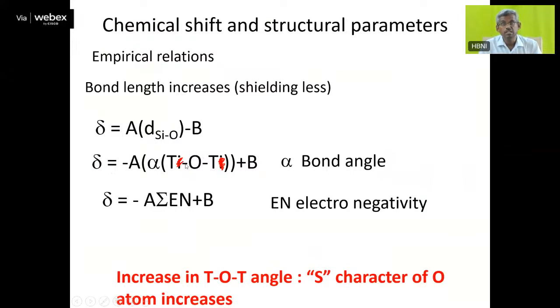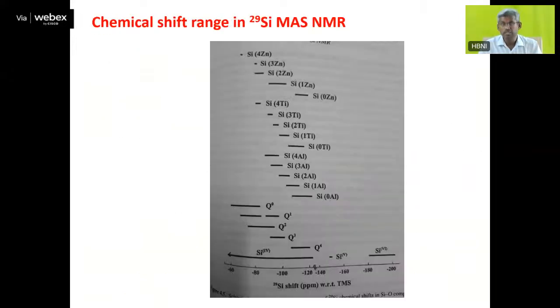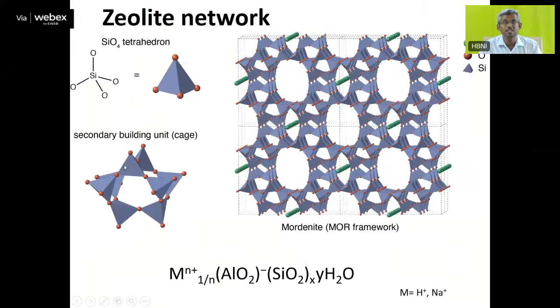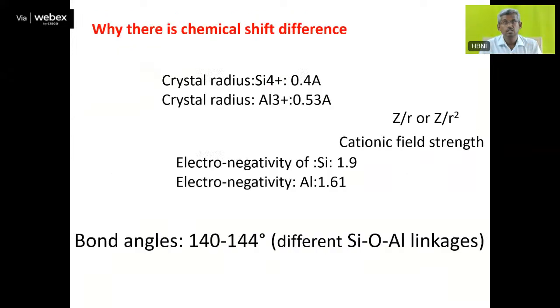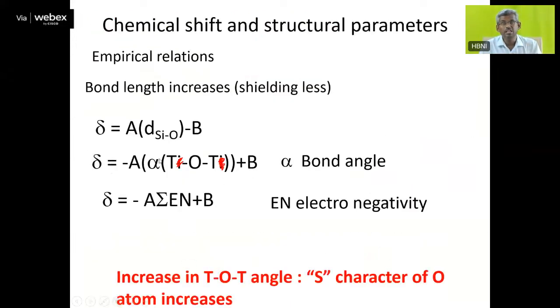As a result of this, the electron will be repelled more towards the silicon, and as a result, silicon gets more and more shielded. That is why, with the increase in bond angle, in many of the silicates and aluminosilicates it is observed that the T-O-T bond angle, which is nothing but the Si-O-Si linkage, increases. You see here, this is the Si-O-Si linkage. The moment it becomes planar, its shielding is very high. The moment the angle decreases, the shielding decreases. So that is what is written here. As the angle increases, the shielding and the delta will increase.